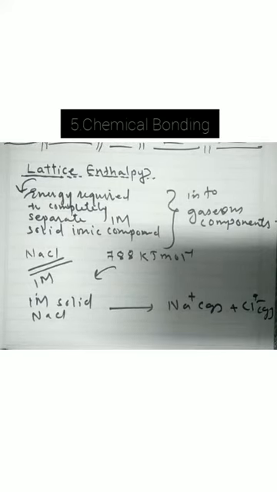So the lattice enthalpy for NaCl is 788 kilojoule per mole, meaning the amount of energy involved in the separation of ions, that is Na plus and Cl minus in gaseous state, from 1 mole of solid NaCl is 788 kilojoule per mole. So this much energy is required to separate 1 mole of solid NaCl into Na plus and Cl minus ions, and that is called lattice enthalpy. Now let us continue on the next page.